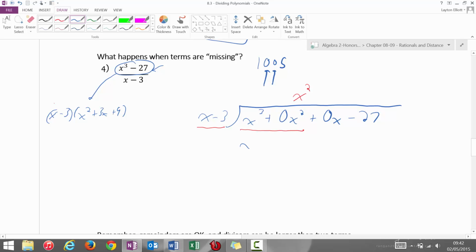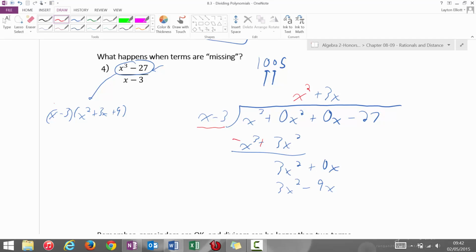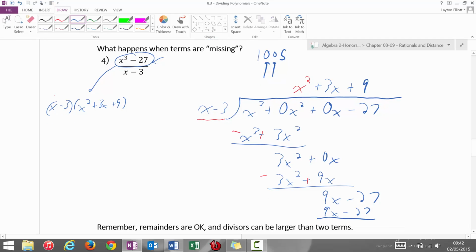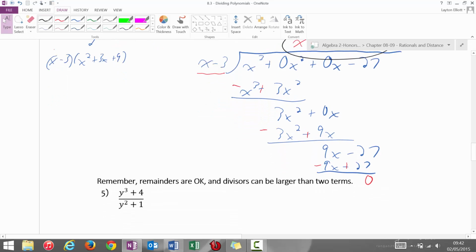X squared times x minus 3 is x cubed minus 3x squared. Change the signs, minus plus, add, and I get 3x squared, and I'm going to bring down the 0x. Repeat. Then I'm going to add 3x, because that's what I would multiply by. 3x squared minus 9x. Change the signs, minus plus, add, and then I have 9x minus 27, and that's going to give me a plus 9, 9x minus 27. Change the signs again, minus plus, and I get 0. So that's the quotient, and let's move on.